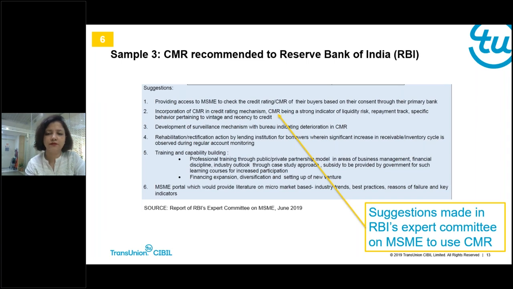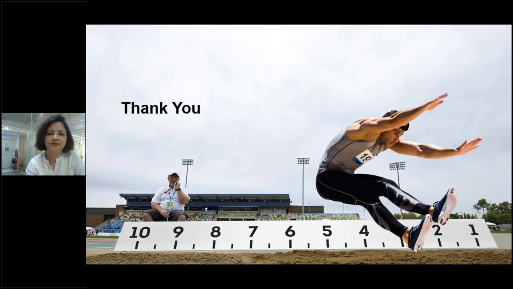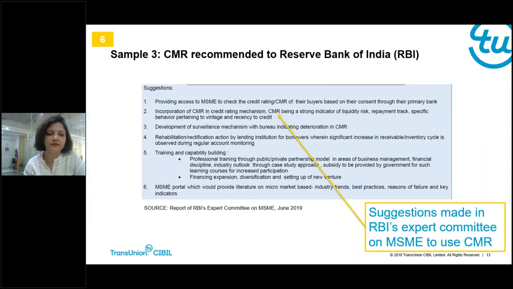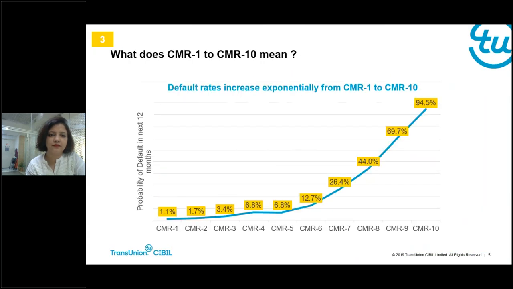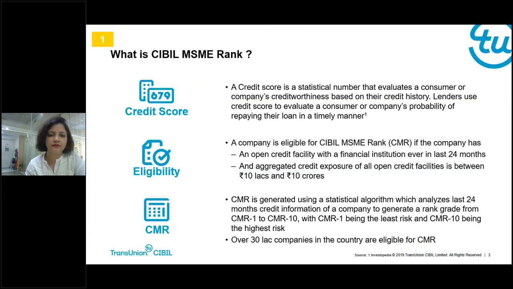Now, with those sample benefits, I would like to open the floor for questions. But Pallavi, just before I do, let me go back to the first slide, which covers the very basics of the CIBIL MSME Rank: it's a credit score for MSMEs. A credit score is typically a statistical algorithm. CIBIL MSME Rank comes for borrowers with an aggregated credit exposure between 10 lakhs and 10 crores taken from any financial institution in the last 12 months.